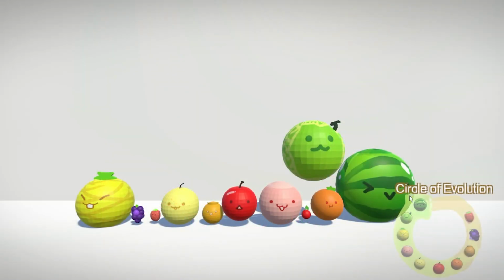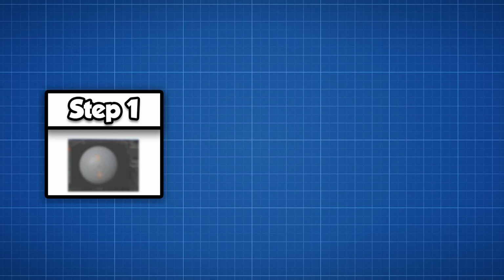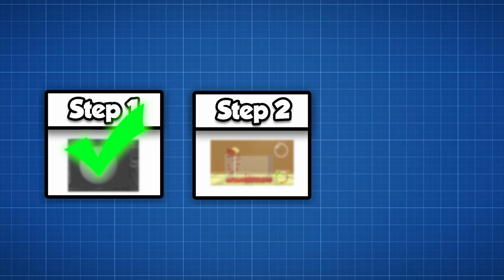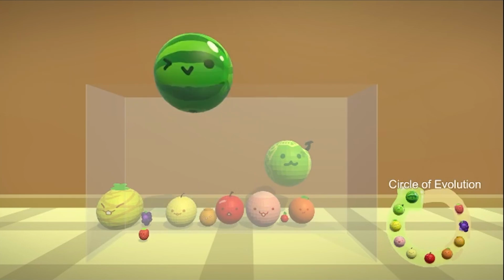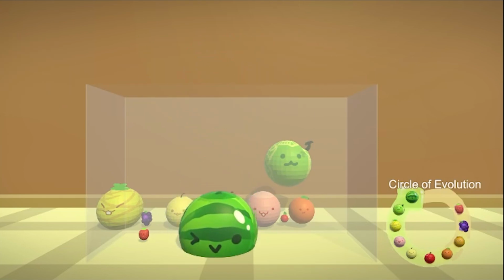Okay, so here are all the fruits on the ring of evolution. Also, I think now it's time to tell you how I will split this video. So right now we have just completed step 1, which was making the fruits. Now we are entering step 2, which is programming the main game. Anyways, after making the fruits, I added background and made a 3D stage. Now it's time to start programming the actual game.